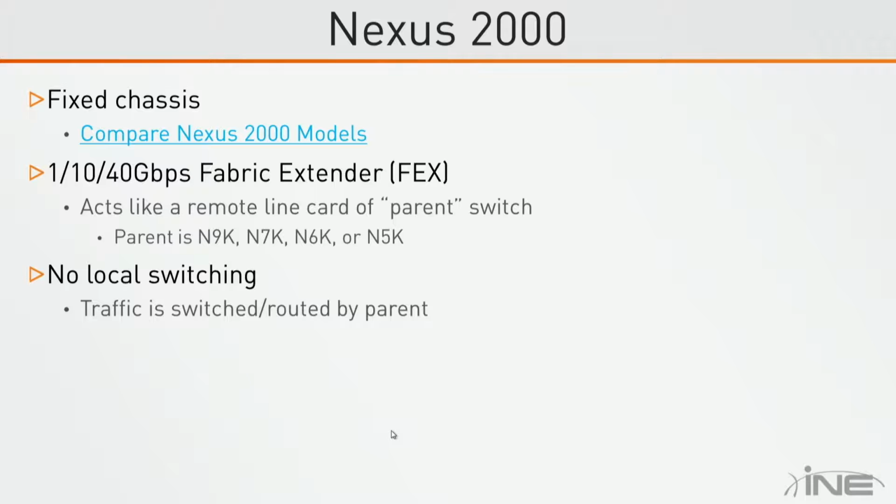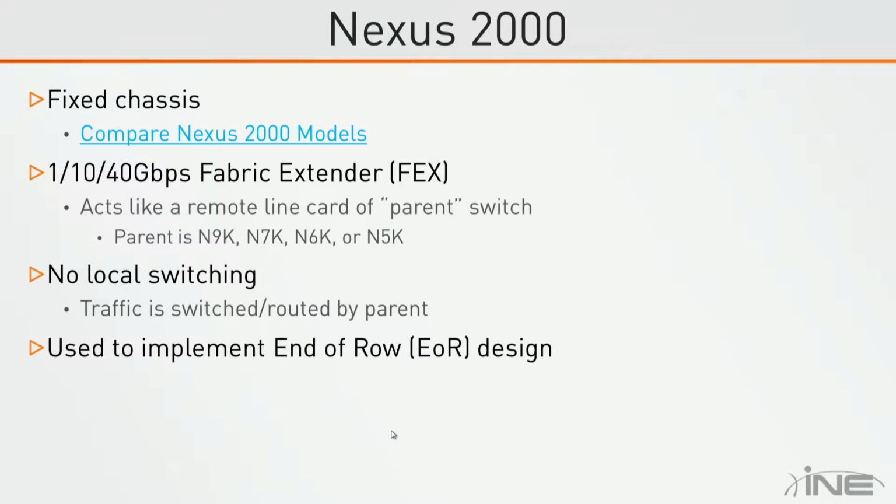So the Nexus 5K or Nexus 7K, etc., is going to be making that routing decision or that switching decision on behalf of the remote line card, on behalf of the Fabric Extender. Okay, this is used to implement what we're going to call the end of row design, or EOR.